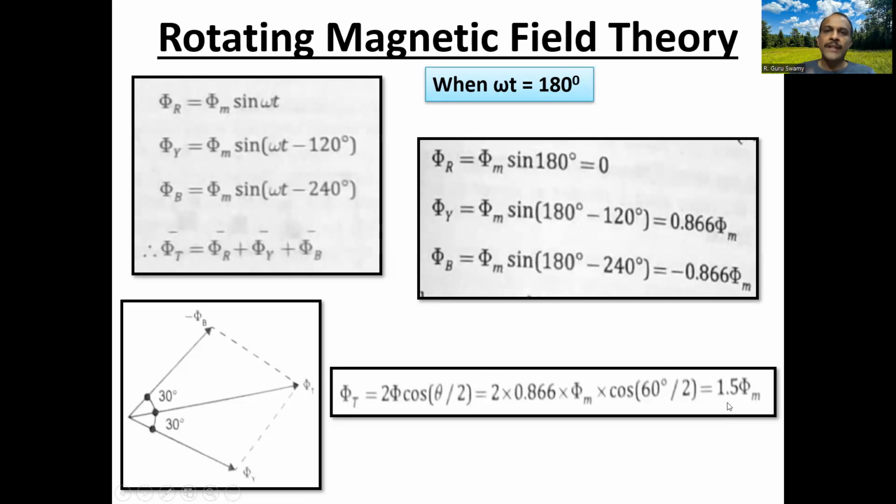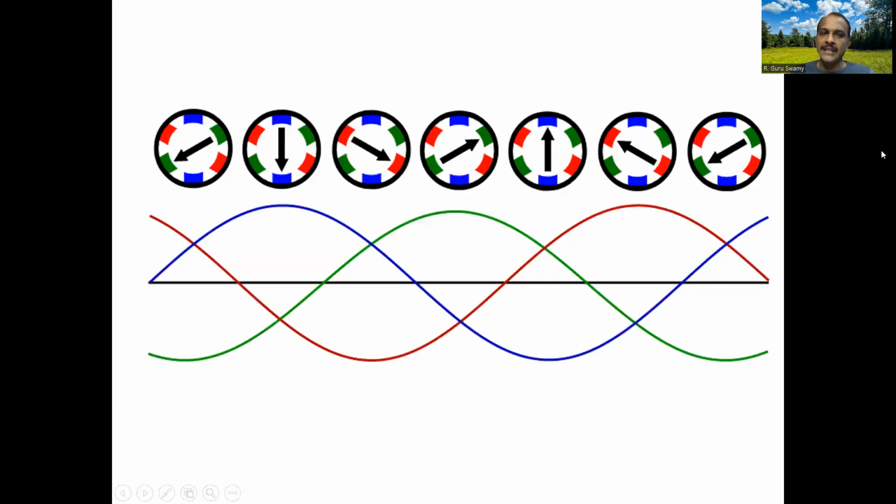So what did you observe? When the angle keeps on changing, the total flux is always constant, 1.5 times phi m. But the angle is changing actually. So this is how it is being represented. You have flux on one side here, and you can see the flux comes down, the flux is rotating like this. Here it is at green, later it comes to blue, later it comes to red, again to green, again to blue, again to red. So you can see it is constant in magnitude but rotating in nature.